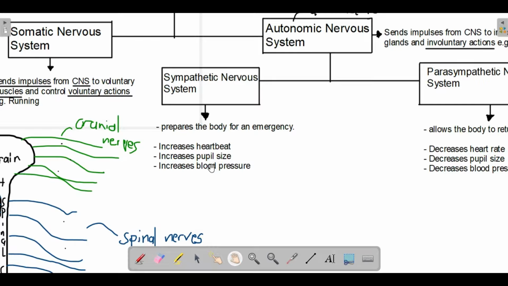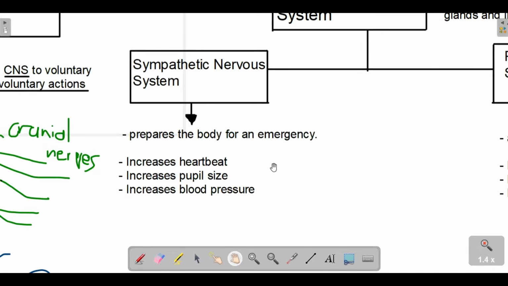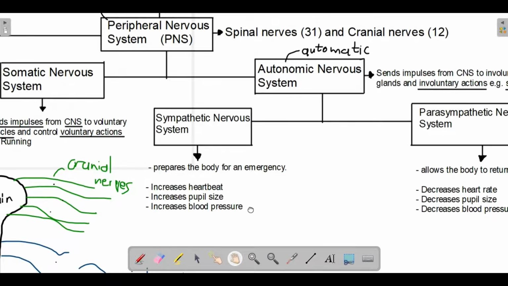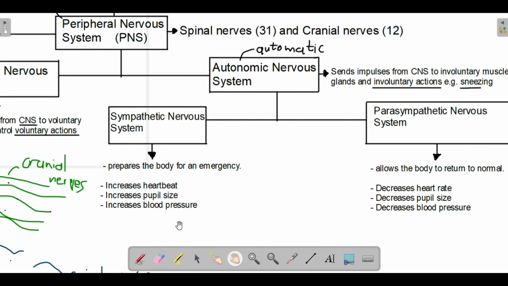The pupil size also increases so that you can see as clearly as you can, because remember, you are in danger. You have to be able to see clearly so that you can get out of danger. Remember, the whole point of the human nervous system is to protect you. The blood pressure also increases so that the blood flows really fast to where it is needed. So the sympathetic nervous system prepares you for an emergency. It will increase that heart rate, that pupil size, and that blood pressure, and many more changes to your body so that you can react to an emergency situation. Right, so that is your sympathetic nervous system, part of the autonomic nervous system.